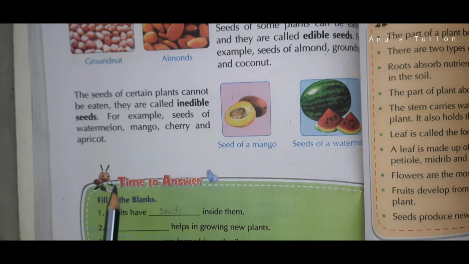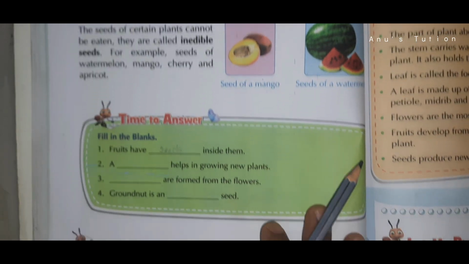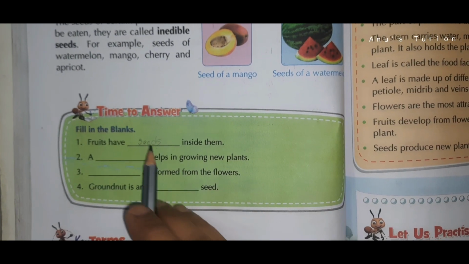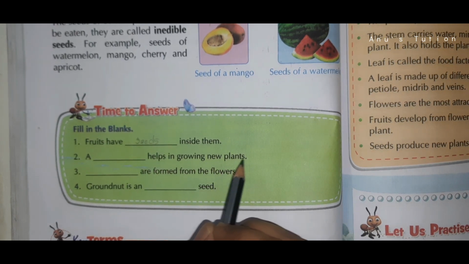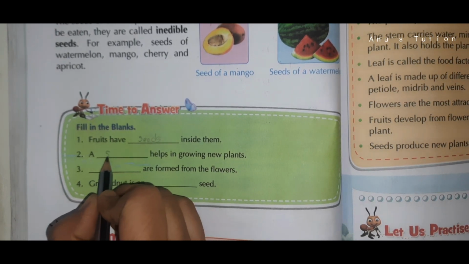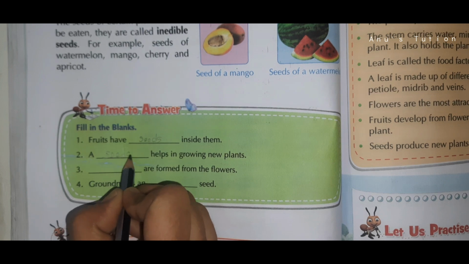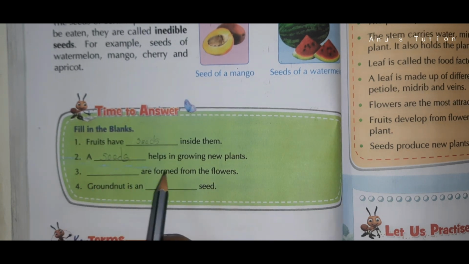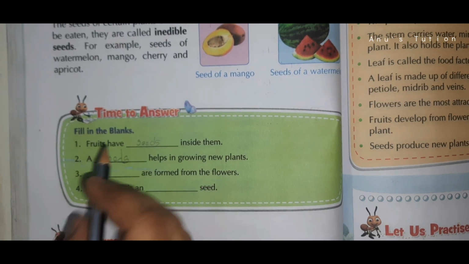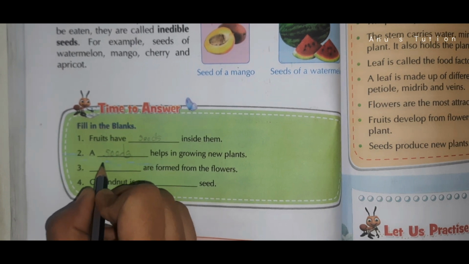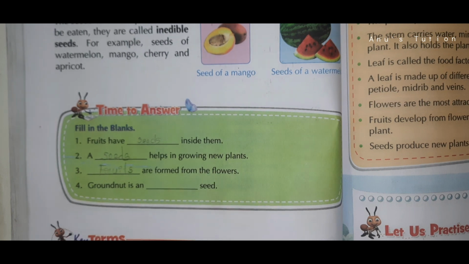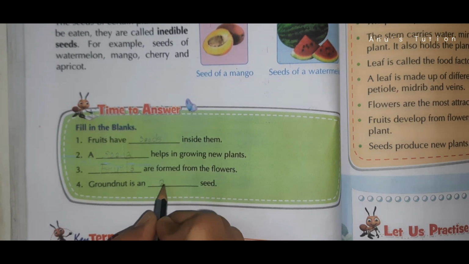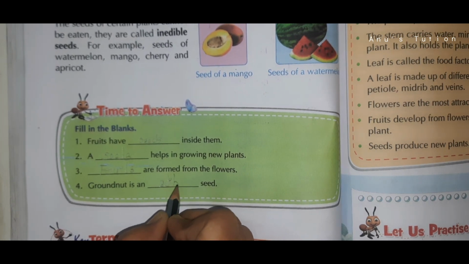Next, some examples are there. Fruits have dash inside them. Seeds. A dash helps in growing new plants. Seeds help in growing new plants. Dash are formed from the flowers. Fruits. Fruits are formed from the flowers. Groundnut is an edible seed. Edible seed, just now we discussed.